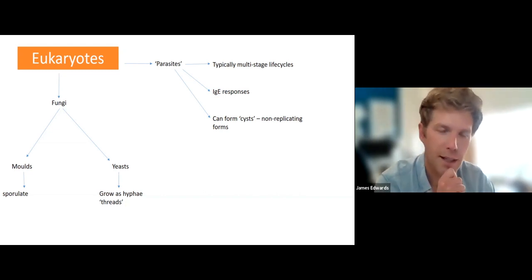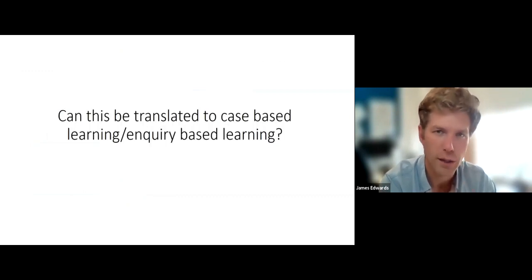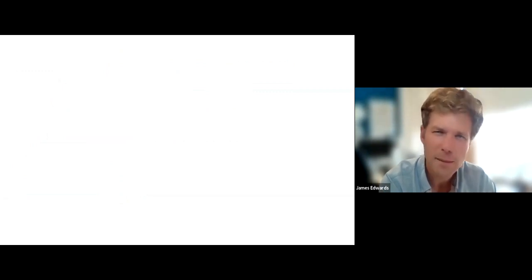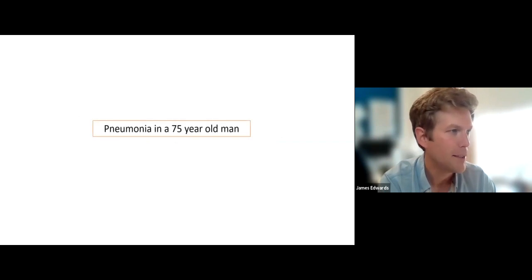The last thing to consider is whether this sort of approach, focusing on these broad ideas, can be applicable to other areas of the course, particularly those quite early on in the course. And I'm going to argue that yes, they actually probably can. And there are a couple of quite useful things to say with respect to case-based or inquiry-based learning. Let's imagine that you're looking at a case of pneumonia in an older gentleman.